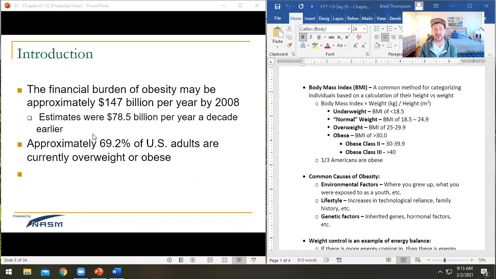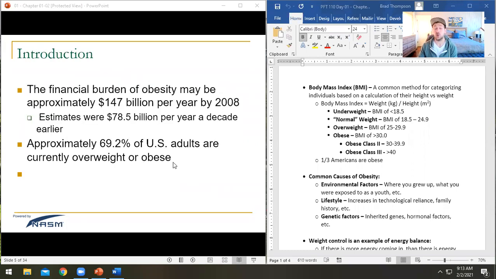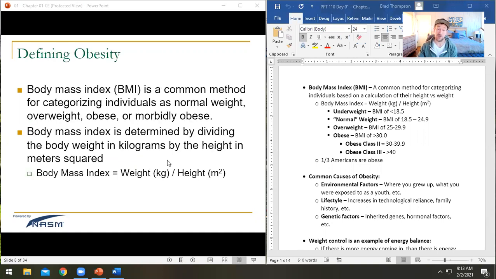So there's definitely a financial burden here. And by the way, look at this. Go back 10 years, 1998, those costs were about 78 billion. We're going to see some rising statistics over time here in just a minute. What we are currently seeing is that about 69.2% of U.S. adults are overweight or obese. That statistic's actually a little bit higher now. And that's overweight or obese, with about, I think, 40% of the population falling into the obese category.